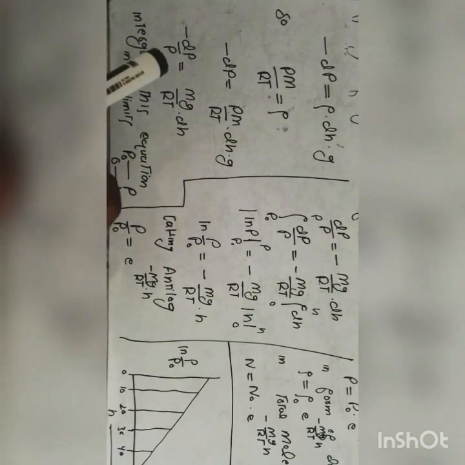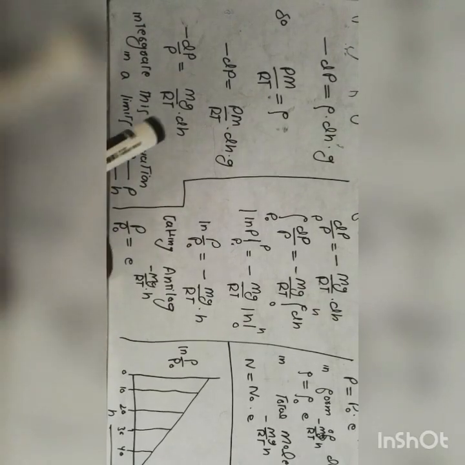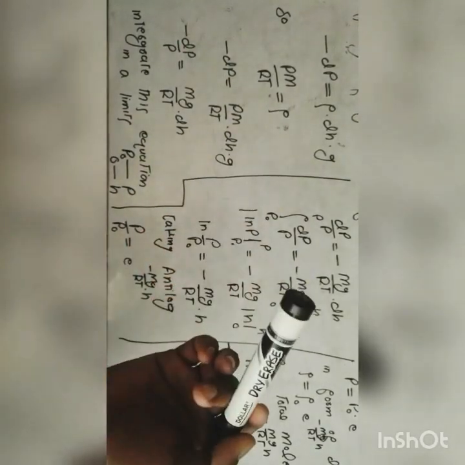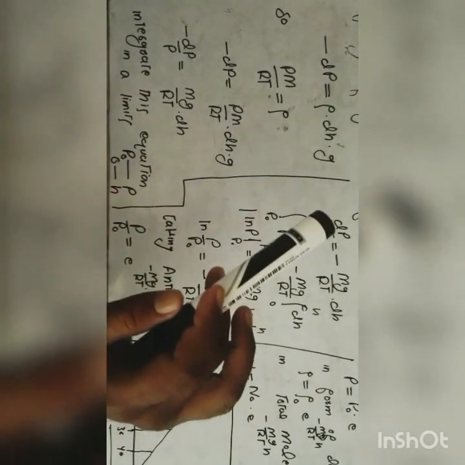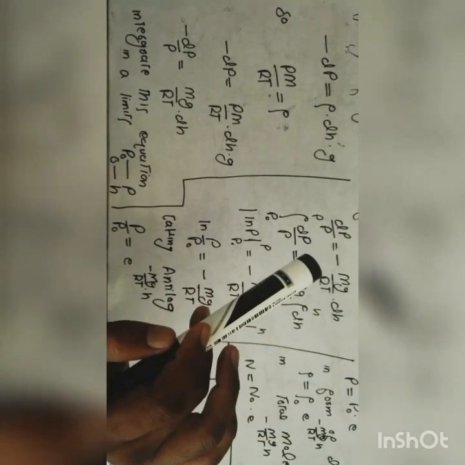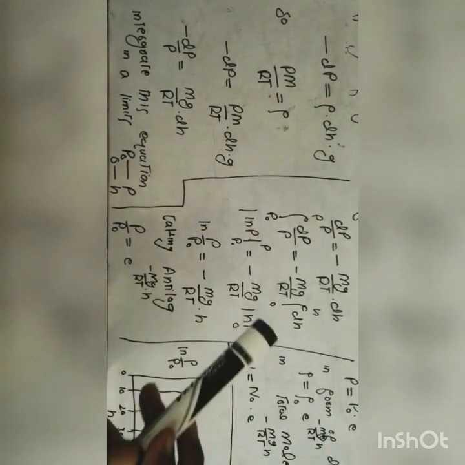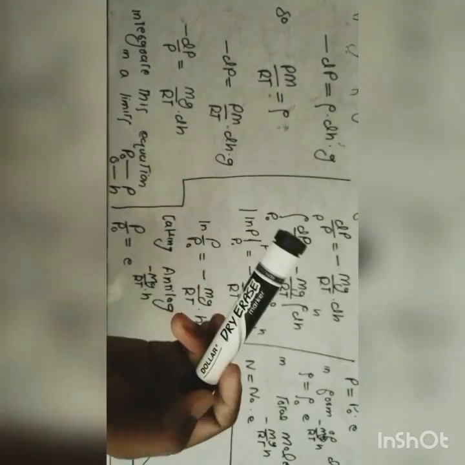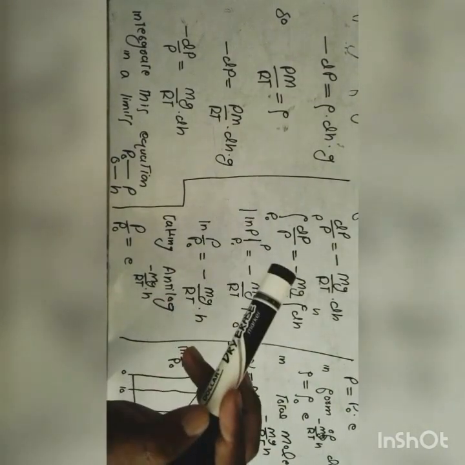Now we integrate these equations in the limits P naught to P and 0 to H. Here the negative sign is going with this equation. When we transfer the negative sign to the other side, the equation becomes delta P over P equal to minus M g over RT into delta H. Now we want to integrate this equation in the limits P naught to P and 0 to H, so we put the integration signs with the limits on both sides.